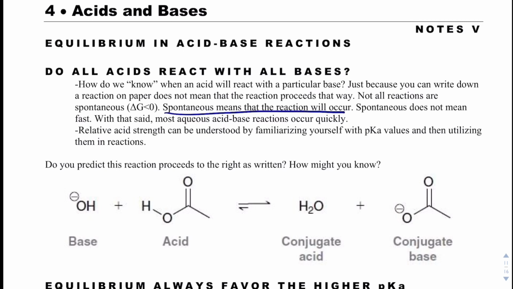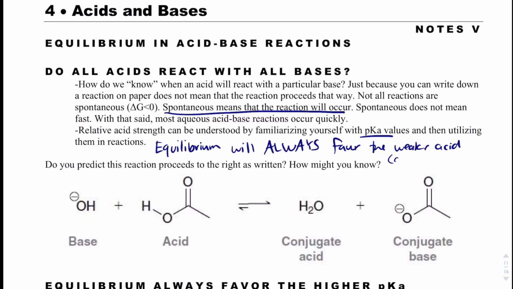So what we need to find is spontaneous reactions, okay? Relative acid strength will be used to figure out pKa values, and equilibrium will always favor the weaker acid. Okay, the weaker acid will be the acid with the larger pKa. Okay.